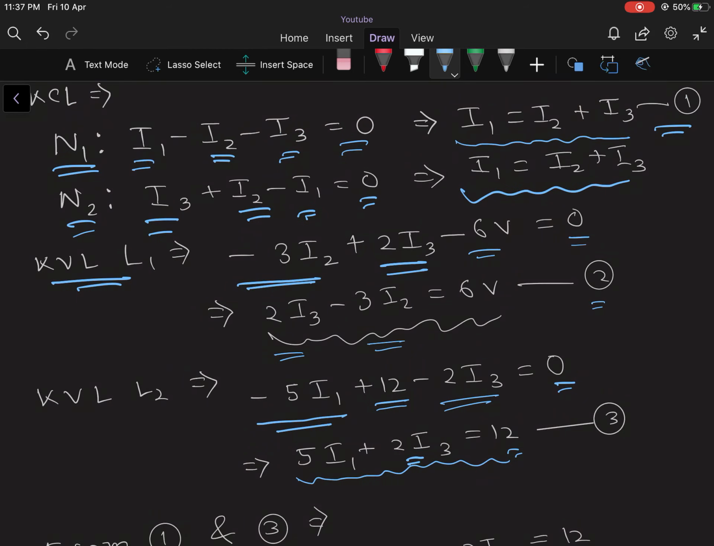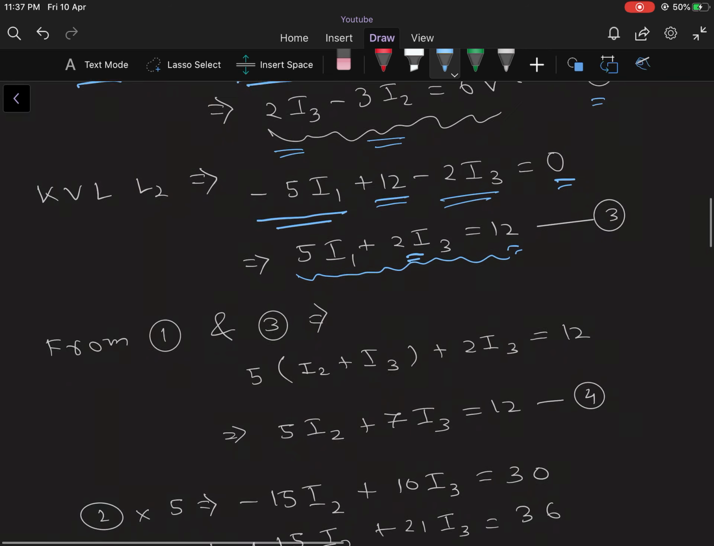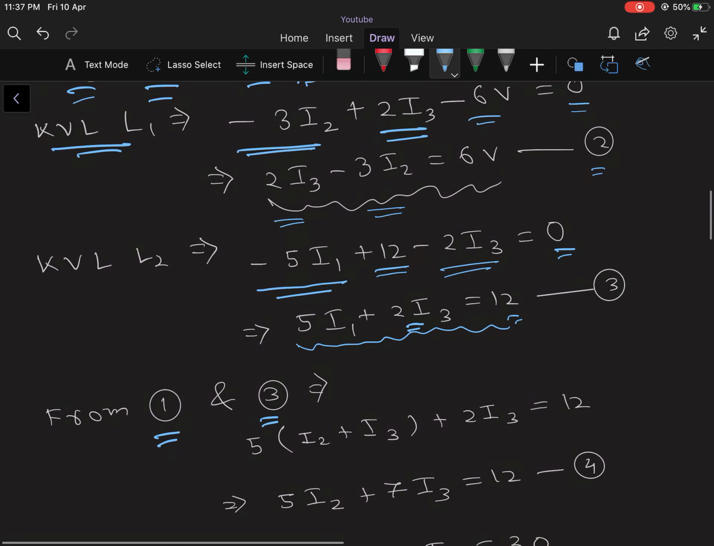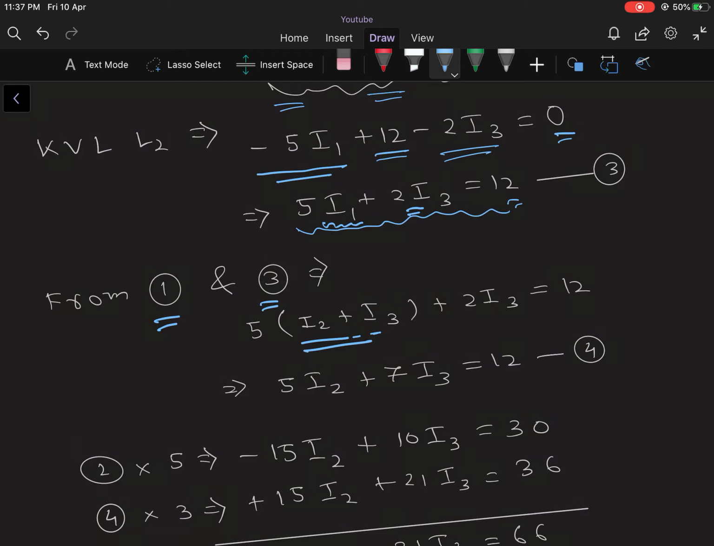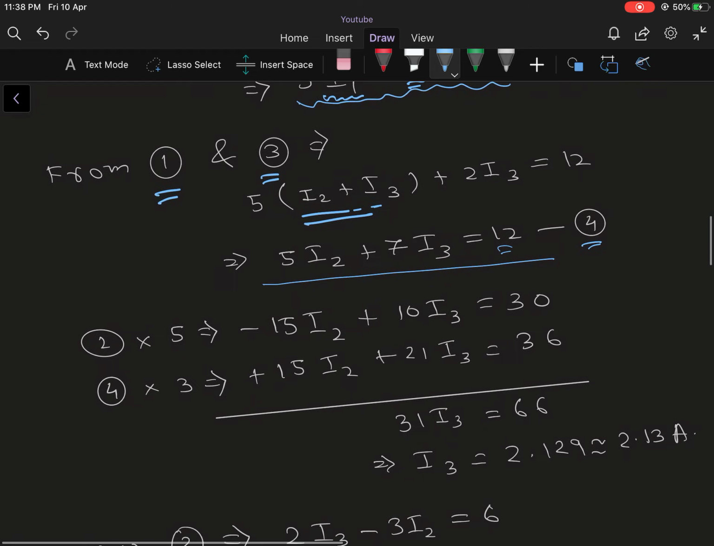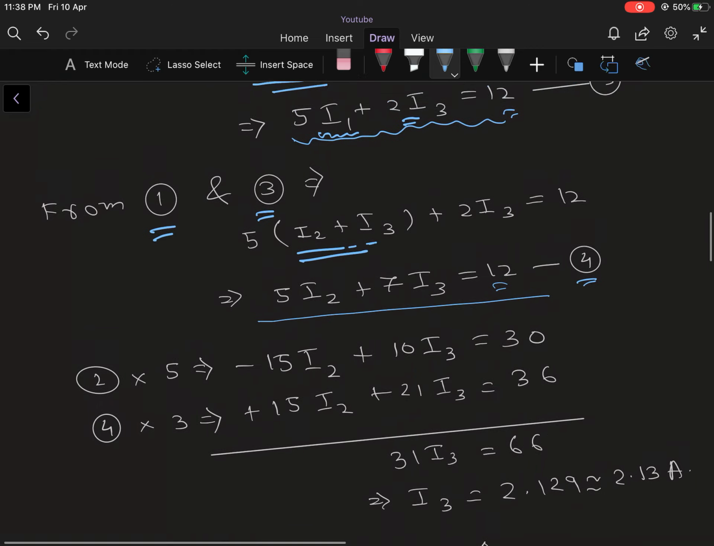Now we have to solve. We have three variables, I1, I2, I3. Now we have three equations, equation 1, 2 and 3. Now we can easily solve. Now from 1 and 3, here instead of value of I1, we are putting I2 plus I3. Now the equation is coming out to be 5 I2 plus 7 I3 equal to 12. Now let us say it is equation 4.